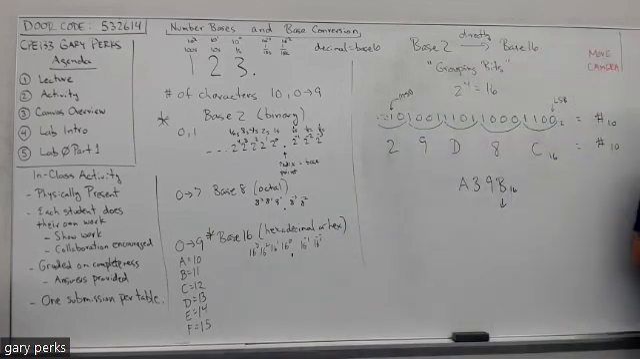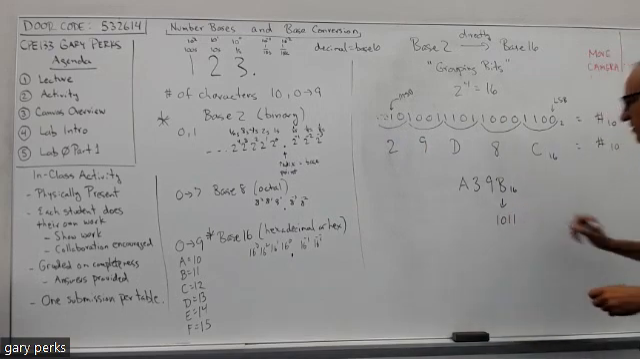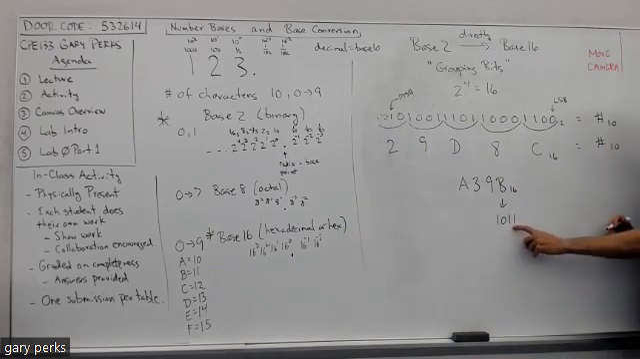So what's B in binary? 11. Okay, it's 11, but how would you write it in binary? Oh, right, 1, 0, 1, 1, right? Because remember, this is the ones column, 2s, 4s, 8s. So for 11, I have an 8, I have a 2, I have a 1. Right? I don't have any 4s.